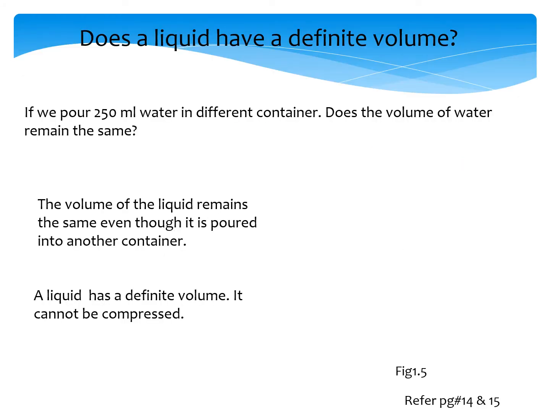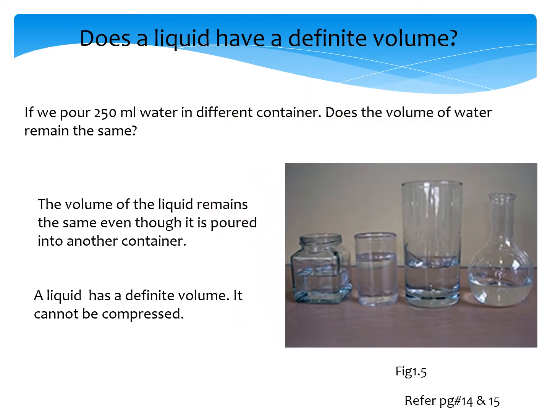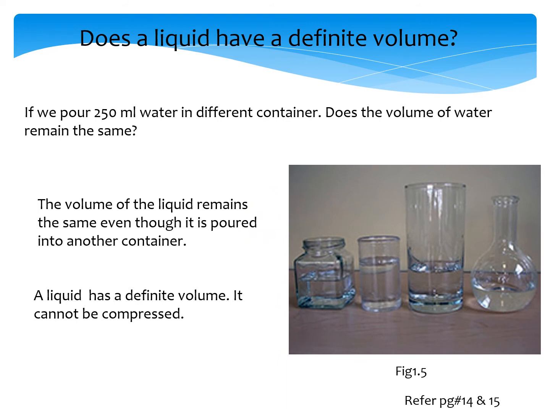Now in this slide we will learn: does a liquid have a definite volume? Look at figure 1.5. If we pour 250 ml, the exact amount of water, in different containers, does the volume of water remain the same? Yes, the volume of the liquid remains the same even though it is poured into different containers. As liquid has a definite volume, it cannot be compressed. For further information, refer to page number 14 and 15.